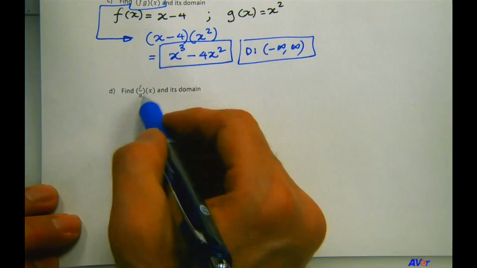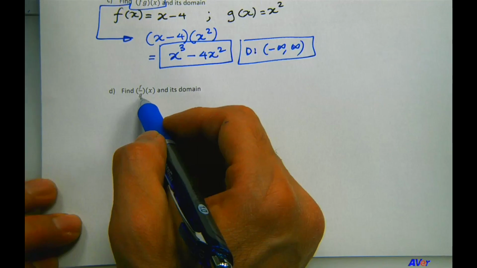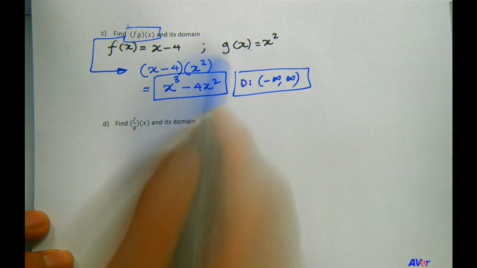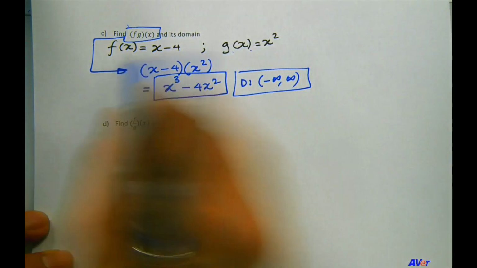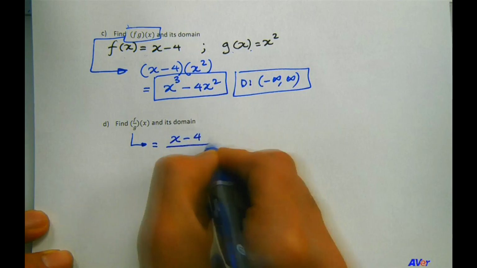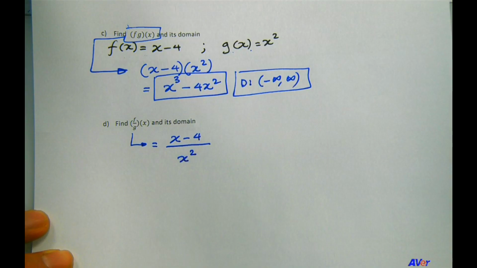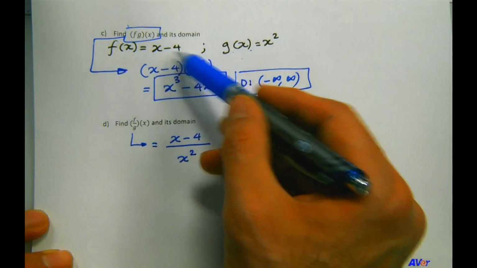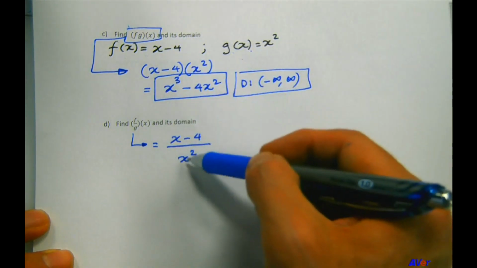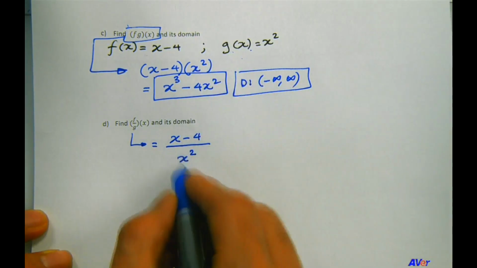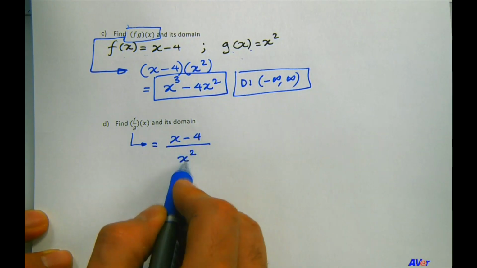With division, we have to be careful here because we're going to form a fraction, and a fraction is not allowed to have a 0 in the denominator. So with these two functions, f divided by g is equal to x minus 4 divided by x squared. Now, individually each of these functions has the domain negative infinity to infinity, so whatever this domain is, it has to intersect with those domains. The numerator is fine, but the denominator can never be 0.